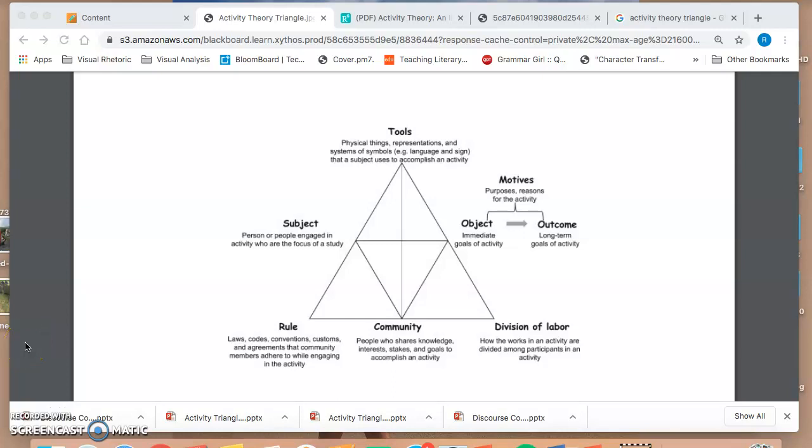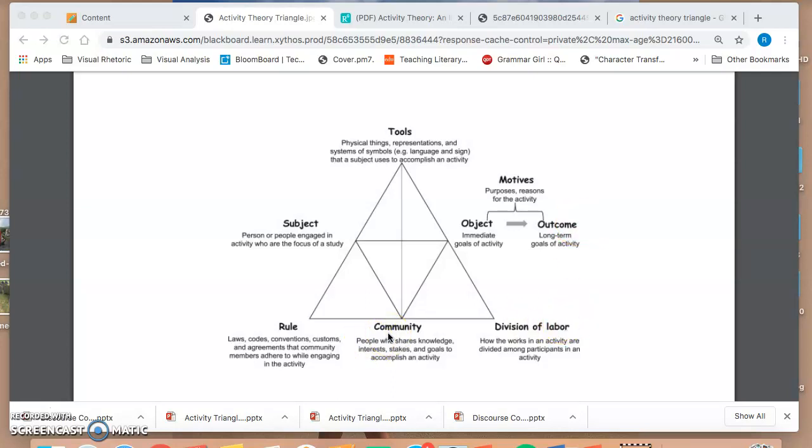So a second theory that we are discussing this week is called activity theory triangle. And this is what it looks like overall. There are different variations of it, but this is what it looks like. There are also 6 components to this theory: rule, subject, tools, motives, but motives divides into 2 parts, object and outcome, division of labor, and community.